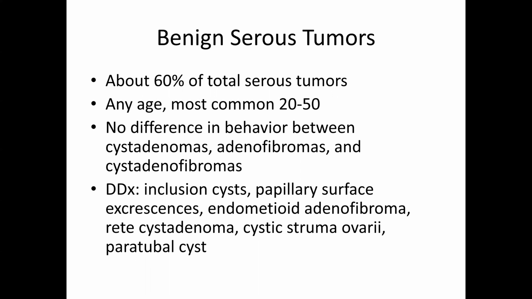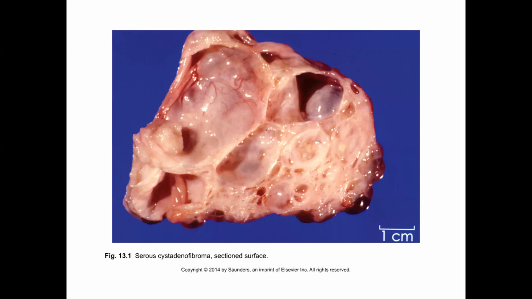Here's a fairly typical appearance of a mixed cystic solid lesion with very thin walls to the cysts. You can see the vascular pattern, glistening surfaces without any complexity, without any fleshy areas per se in the gross tissue.